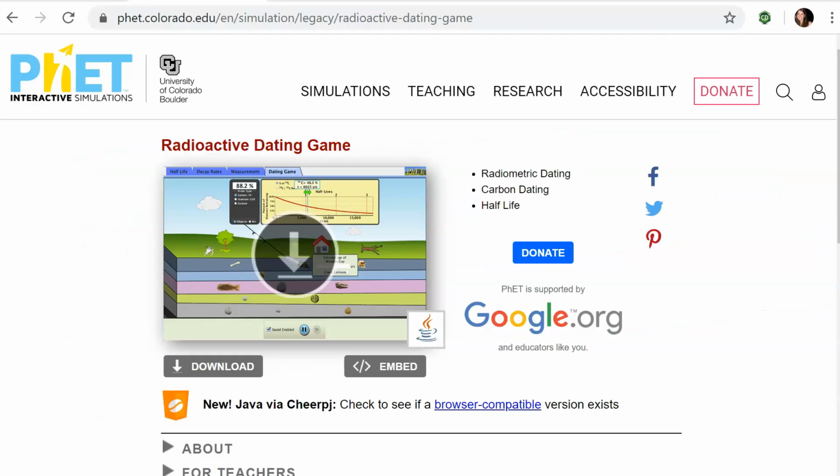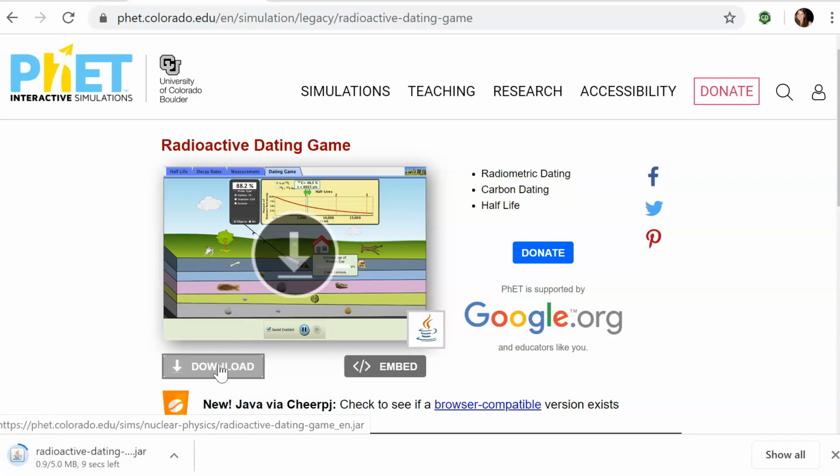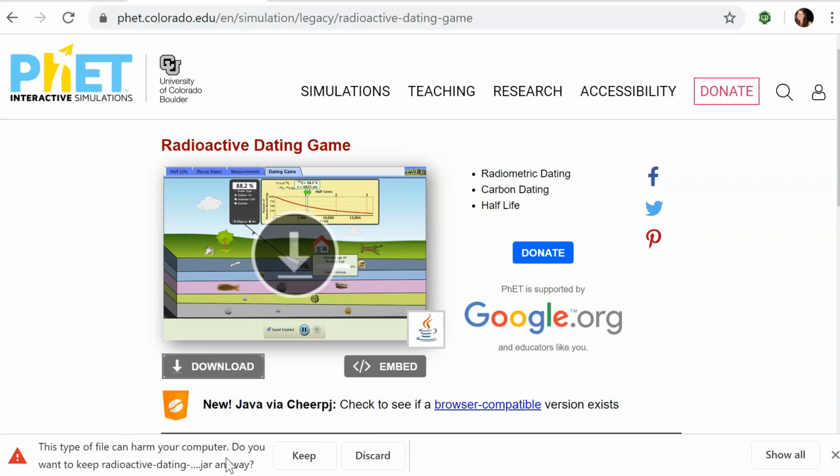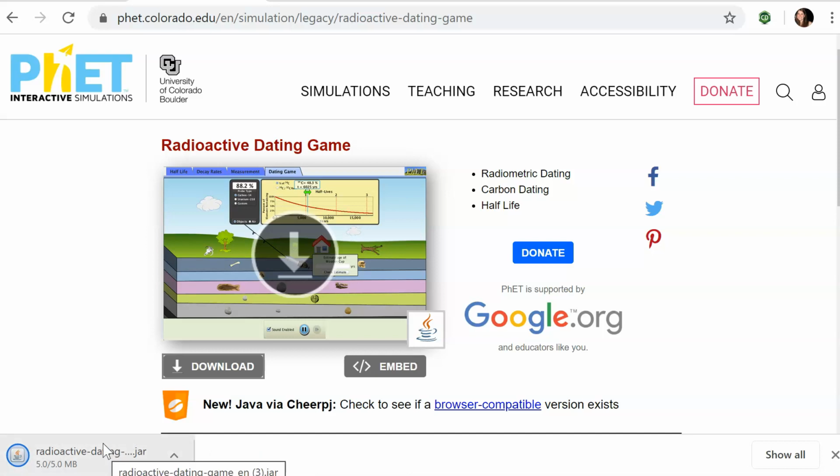To run this simulation, you're going to go to the website listed on your lab handout, and this is called the Radioactive Dating Game. So you're just going to click a button to download it. And it's a Java-based applet. It'll run on most Macs and PCs. You might get a question asking whether you want to run it or not, and you can just say keep. And then when it's finished downloading, you can open this up and play it.